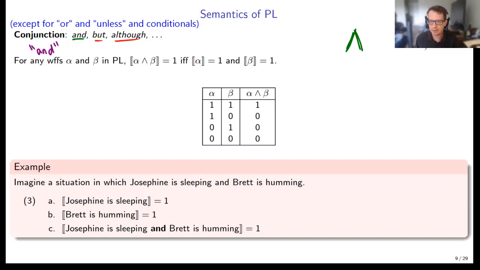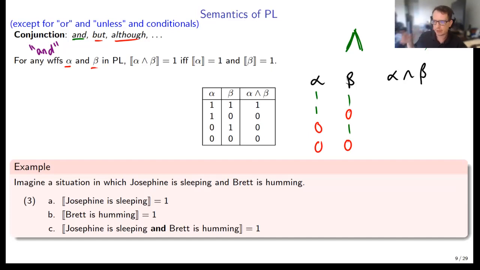Okay, so how "and" works. "And" compares two things, so we need two well-formed formulas, alpha and beta. Let's just draw two truth tables here. Let's use colors. Alpha and beta is going to be true when both alpha and beta are true.